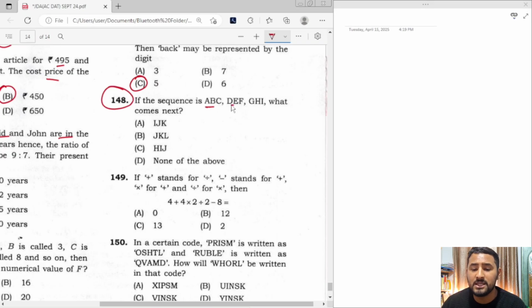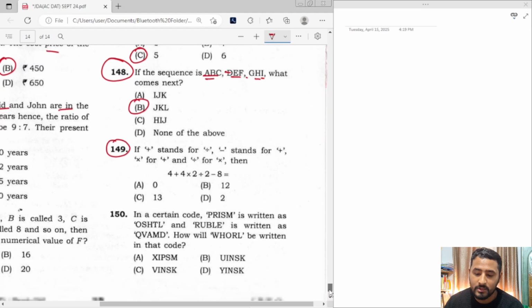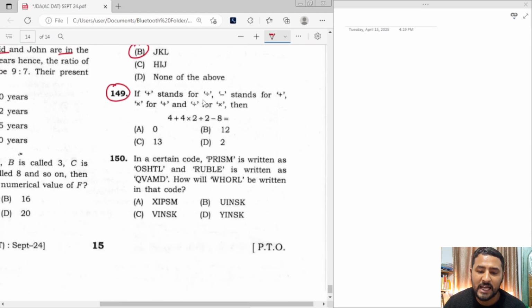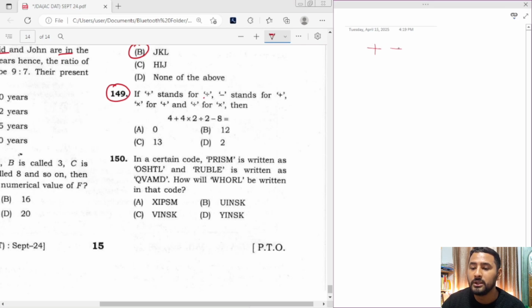148. If the sequence is A, B, C, D, E, F, G, H, I, what comes next? A, B, C, D, E, F, G, H, I, J, K, L, P. Okay, let's go. 149. Last two questions. If plus stands for divide, then if you see a plus somewhere, you should change it to divide.